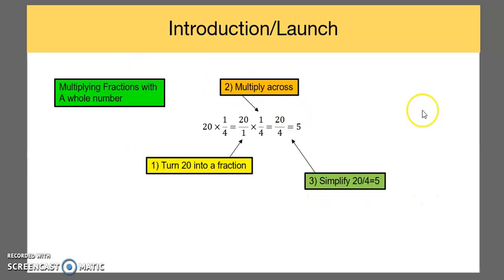Hopefully this is helpful. We want our students to be able to know how to manipulate fractions in order to solve it, and they can understand how to get their answer. Now we're going to get into our introduction.